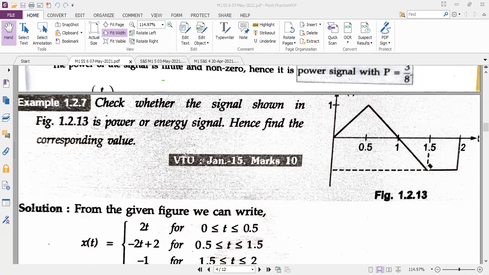Now somebody tell me, if a diagram is given, is it possible for us to find out E and P? Because E and P involve formulas. Is it possible to do it from the diagram? Yes or no? I should have only an equation to calculate the energy or power. So the given question I should convert into an equation. So how to make it into an equation?